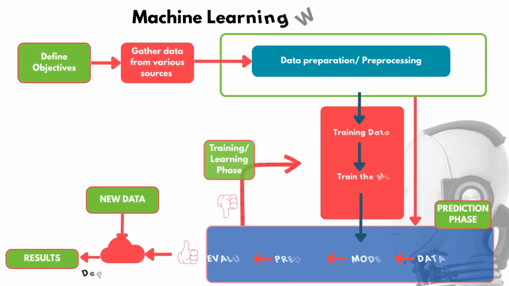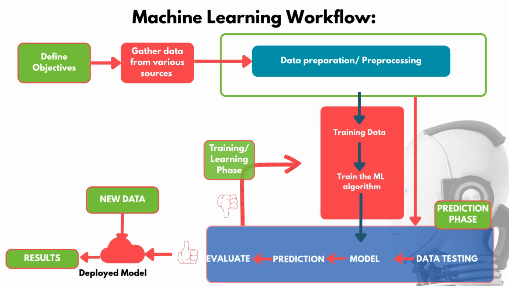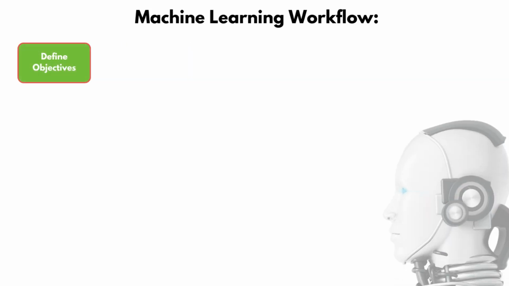Let's take a step back and recap the entire machine learning workflow, the big picture of how everything fits together. We begin by defining our objective. What exactly do we want the model to predict or learn? For example, predicting customer churn, classifying images, or forecasting sales.